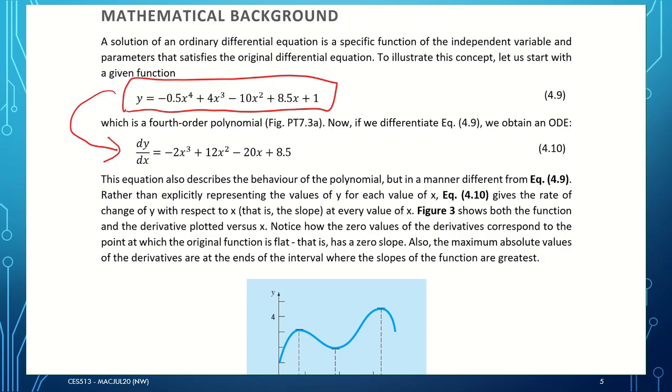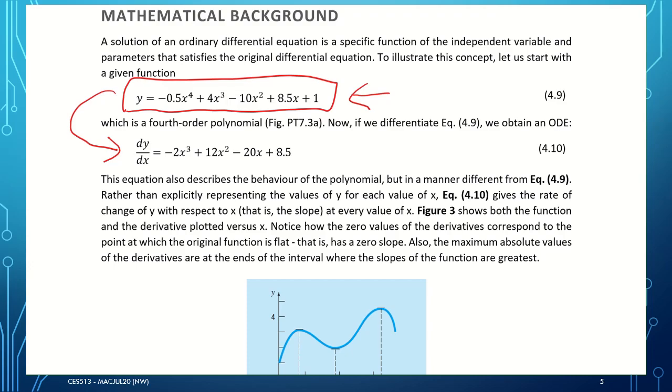This second equation, the differential equation, also describes the behavior of the polynomial, but in a different manner from its original function. Rather than explicitly representing the value of y for each value of x, like the original function, the ODE gives the rate of change of y with respect to x, which is the slope of the function.